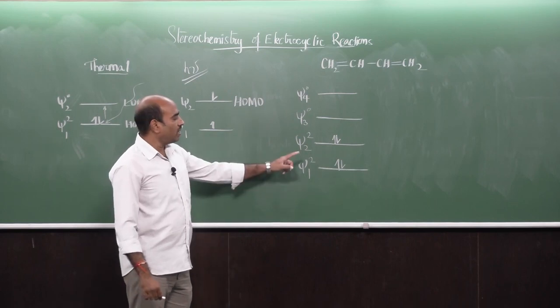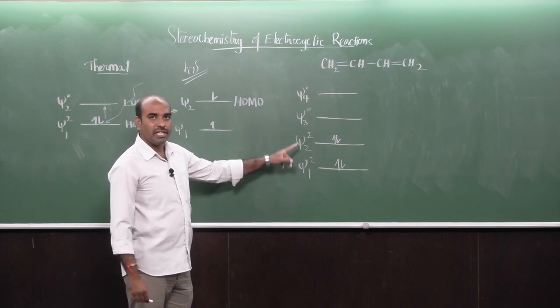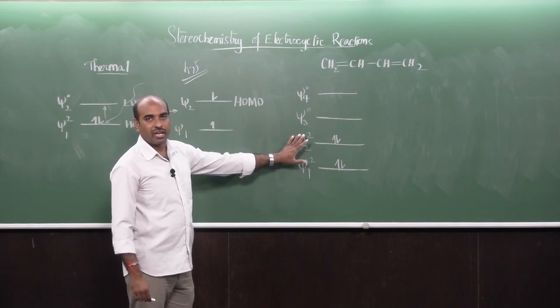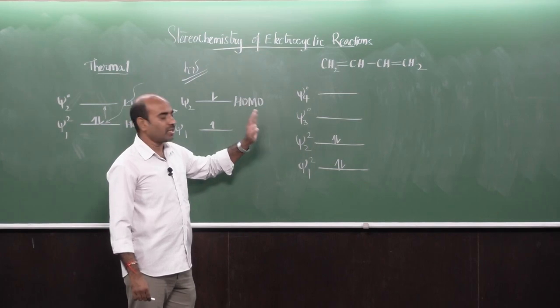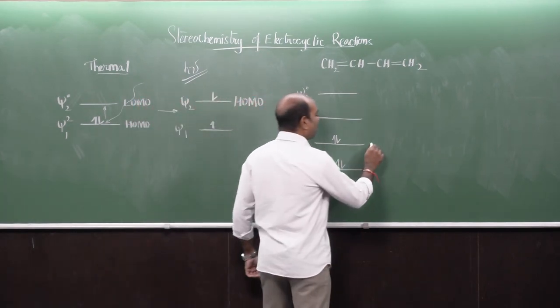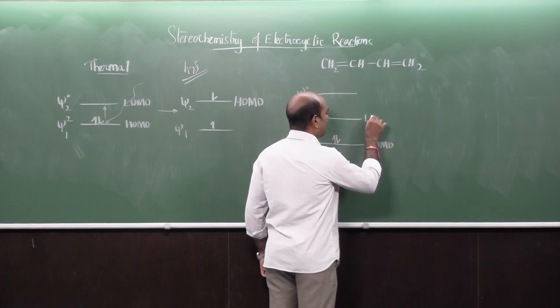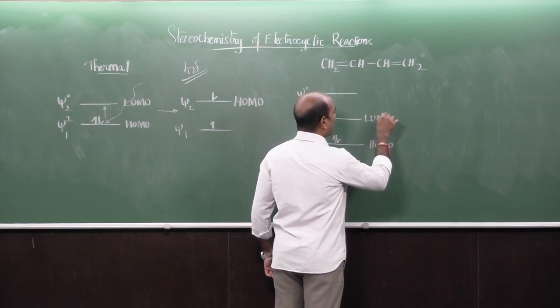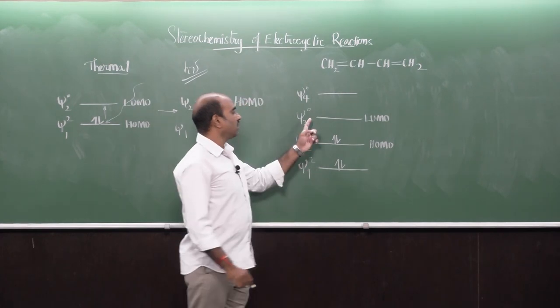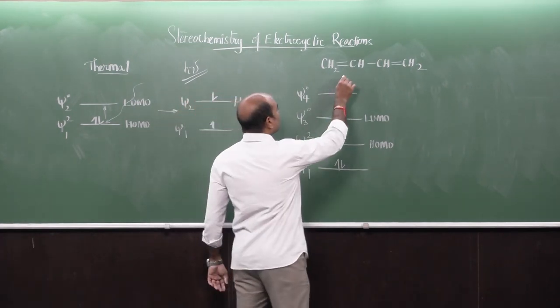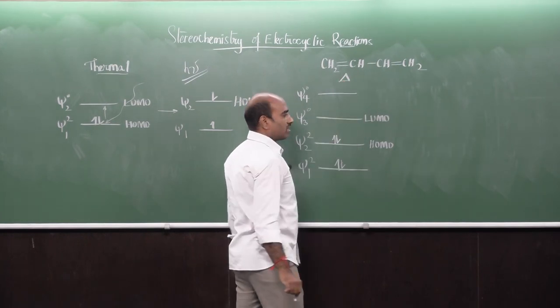Now, which one is the HOMO here? HOMO means, among the filled occupied molecular orbitals, whichever has the highest energy is treated as the HOMO. So this becomes the HOMO and this becomes the LUMO. Among the unoccupied molecular orbitals, psi 3 is the one with low energy. This is under thermal conditions.